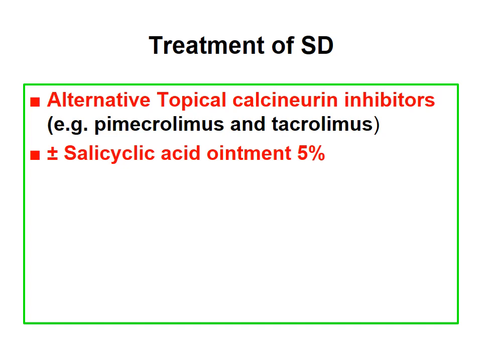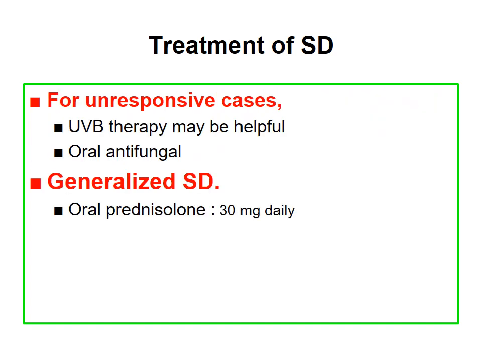ointment in low concentration, 3 to 5%. In unresponsive, resistant cases, we can resort to ultraviolet therapy or oral antifungals, and in severe non-responsive resistant cases, we can also use oral corticosteroid, oral prednisolone in a low dose, 30 milligrams daily.